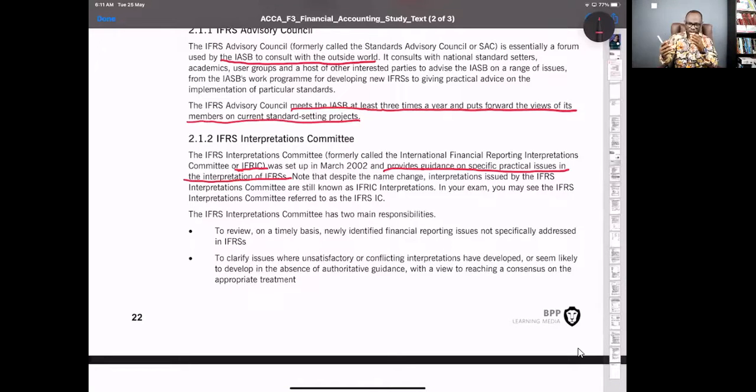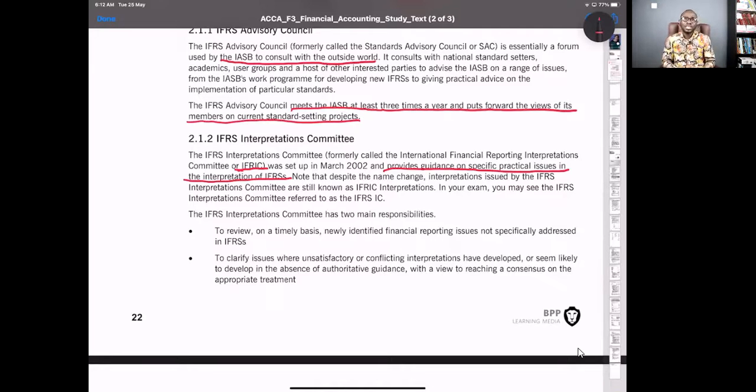But what are the practical applications of the standards? The Interpretation Committee does that. So anything that is not clearly outlined in the standard, and we need further clarification on the circumstances under which those clauses, those subsections of the standard will be applied, then the IFRS Interpretation Committee comes in to tell you the practical application of those rules.